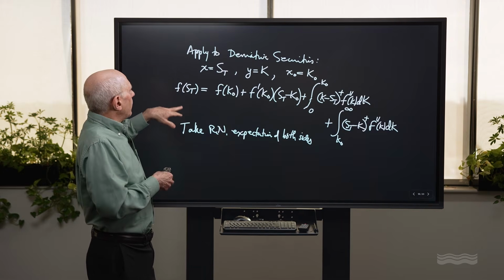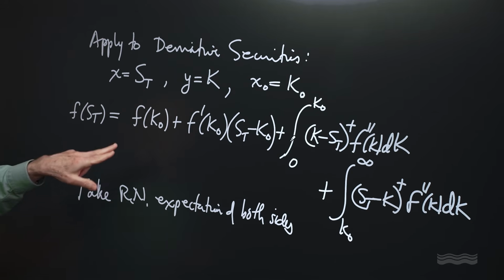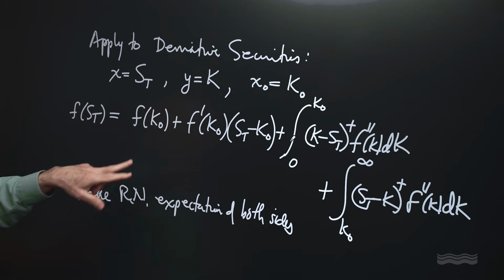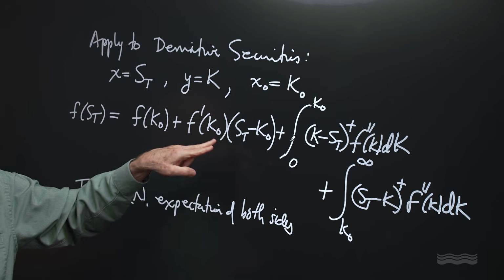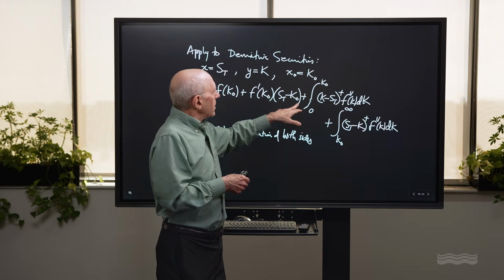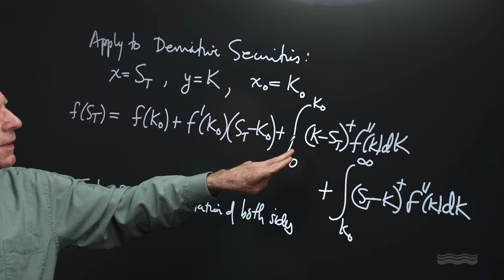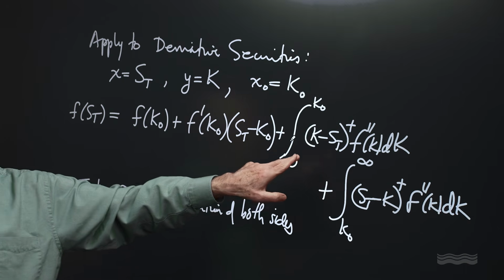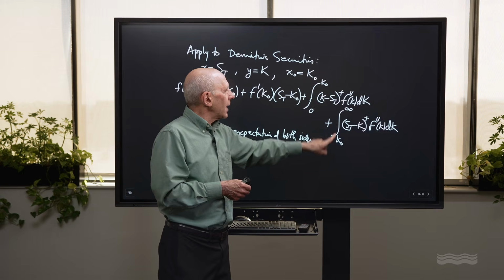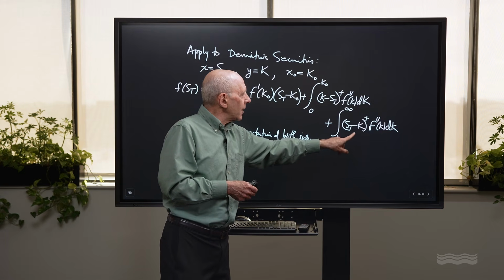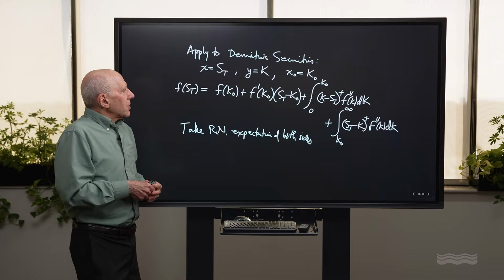So having done that, the Carr-Madan formula is rewritten as f of ST is f of k naught, our fixed strike, plus f prime at k naught times ST minus k naught, that's our x minus x naught, plus the integral from 0 to k naught of k minus ST plus, that's the put payoff function, f double prime of k dk, plus the integral from k naught to infinity of the call payoff function, f double prime of k dk. So that is amazing.